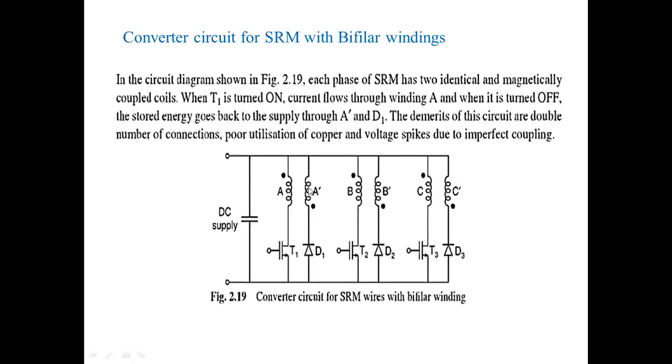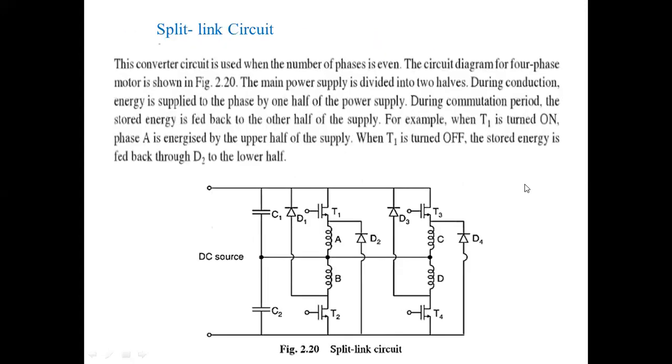Whenever the copper coil is increased, what happens? There are copper losses, and the utilization of the copper is also very low. Whenever you use any copper winding on a motor's stator and rotor, you have to consider the utilization of that winding. So the main disadvantages of these are double number of connections, poor utilization of copper, and voltage spikes due to imperfect coupling. Okay.